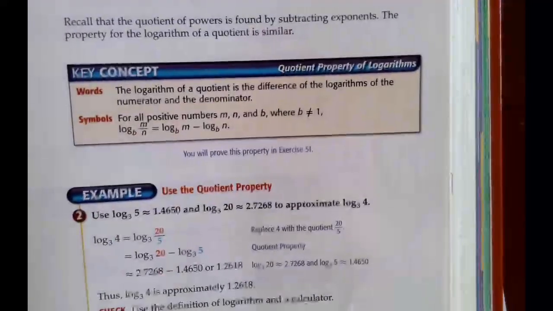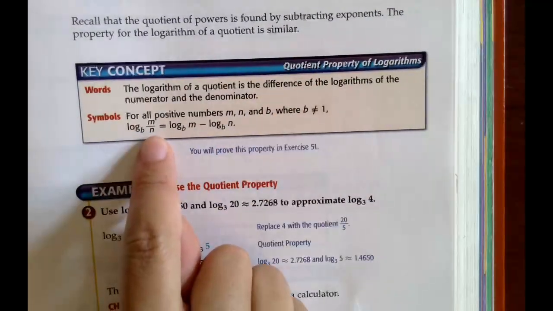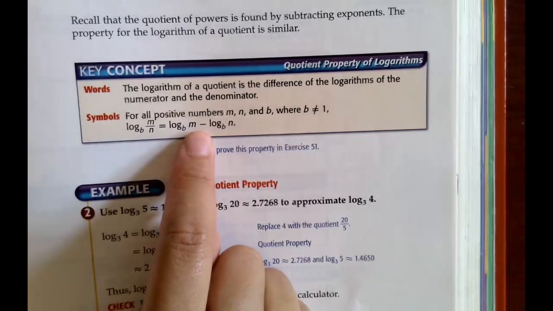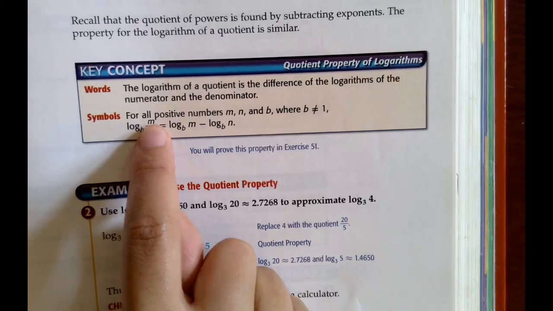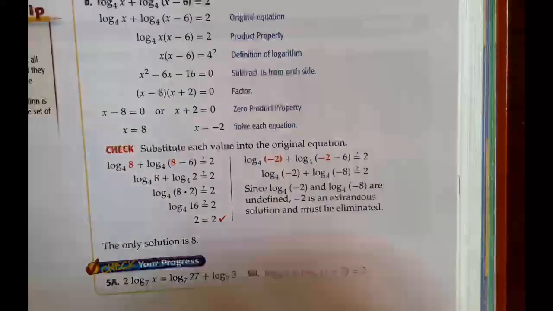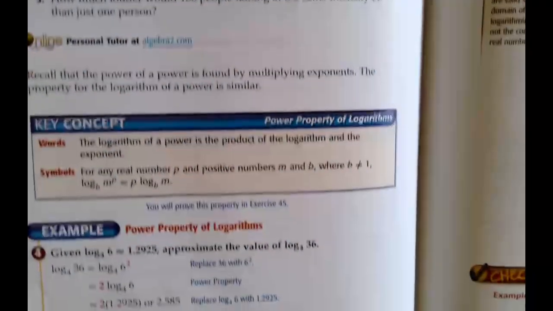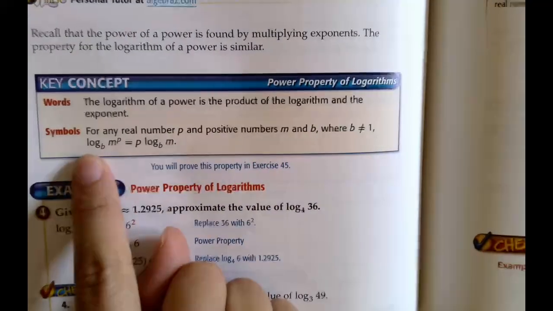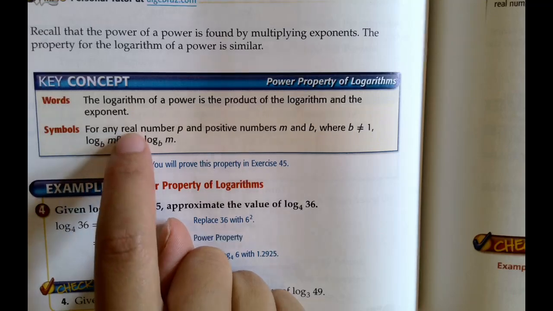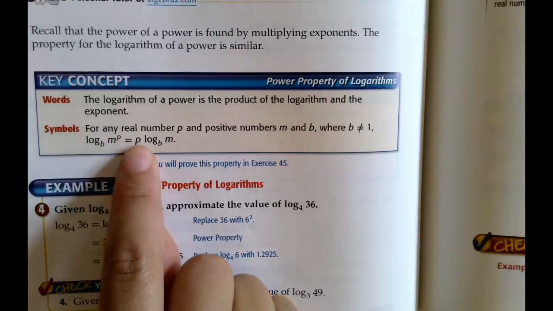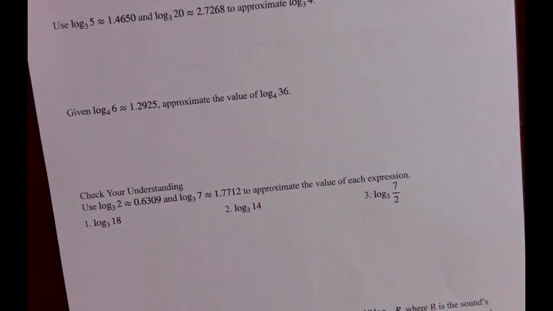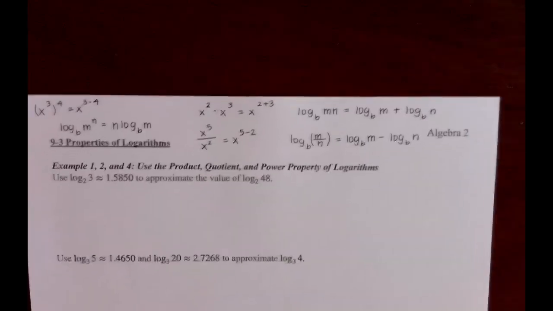The quotient property, quotient meaning divide: if we're taking the logarithm of a quotient, we can separate them into subtraction. So it would be log base b of m minus log base b of n. And then the last one we have is our power property of logarithms. If it's log base b of m to the p power, we can take this exponent, this power, and move it out to the front as a multiplication of the logarithm. And so these all come basically from our exponent properties.